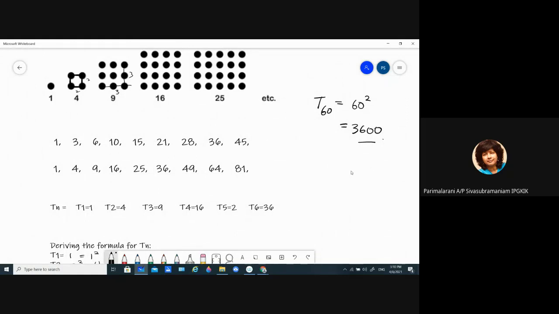Do you notice a pattern? These are triangular numbers and these are square numbers. Square numbers we represent with the alphabet S, and triangular numbers with the alphabet T. If you look at triangular numbers and square numbers, is there a pattern that you can see here?